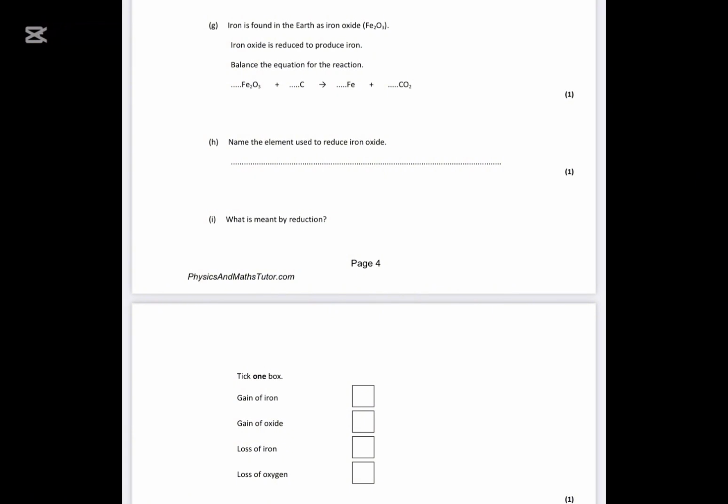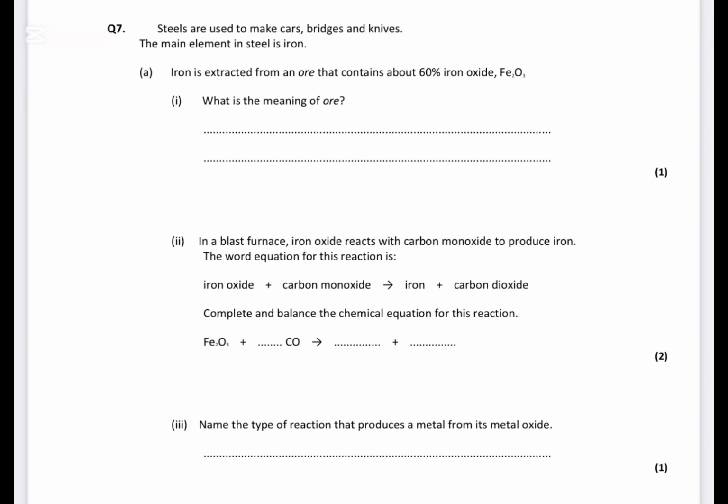The next question says steel is used to make cars, bridges, knives. The main element in steel is iron. That's true. Iron is extracted from an ore that contains about 60% iron oxide. What is the meaning of ore? An ore is a rock that contains enough metal to make it worth extracting. That is it for Roman numeral I.